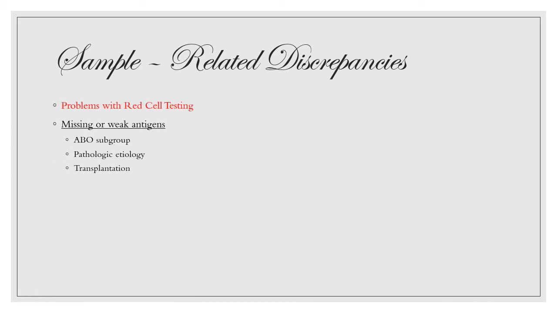All right, missing or weak antigens, what does that look like? Normally a blood subgroup, an ABO subgroup, or a pathology or a transplant. Pathology means certain diseases that a patient has will cause them to have missing or weak antigens, and also certain drugs that the patient takes.